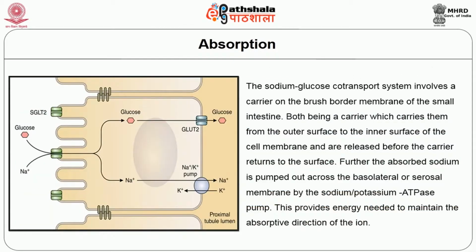The sodium glucose co-transport system involves a carrier on the brush border membrane of the small intestine, which carries both from the outer surface to the inner surface of the cell membrane, and they are released before the carrier returns to the surface. Further, the absorbed sodium is pumped out across the basolateral or serosal membrane by the sodium-potassium ATPase pump. This provides the energy needed to maintain the absorptive direction of the ion.